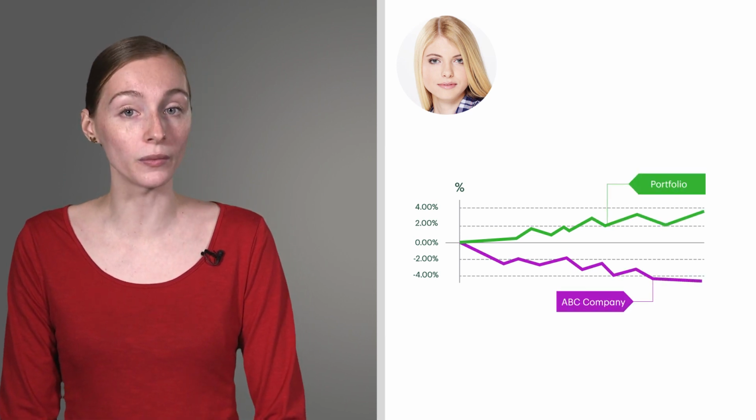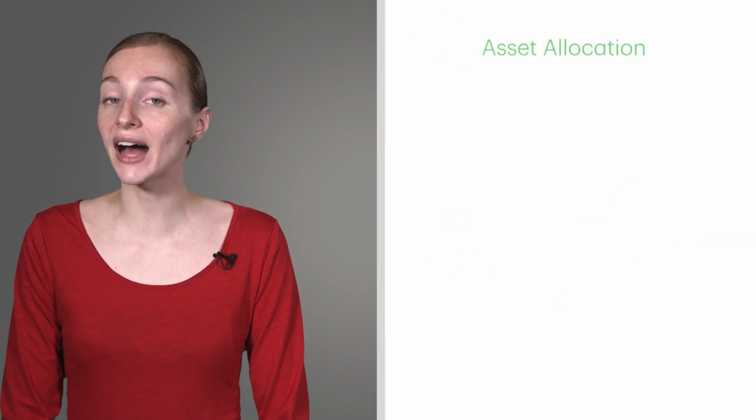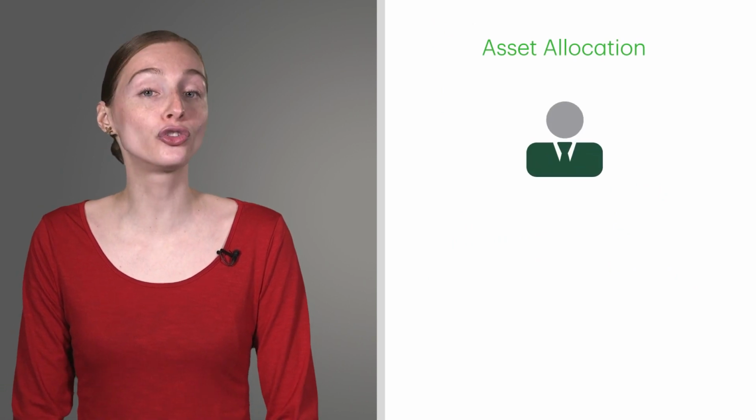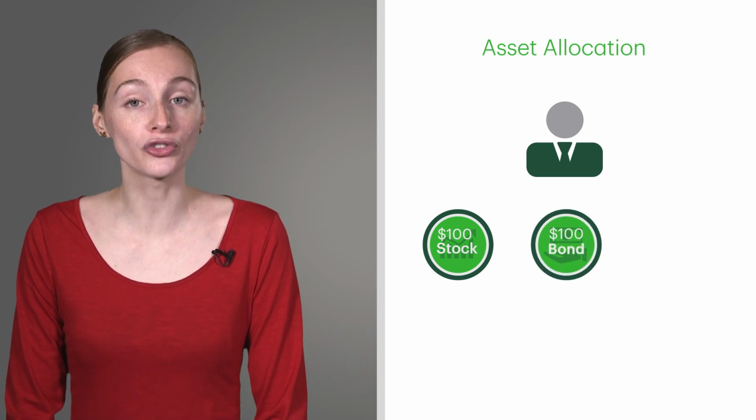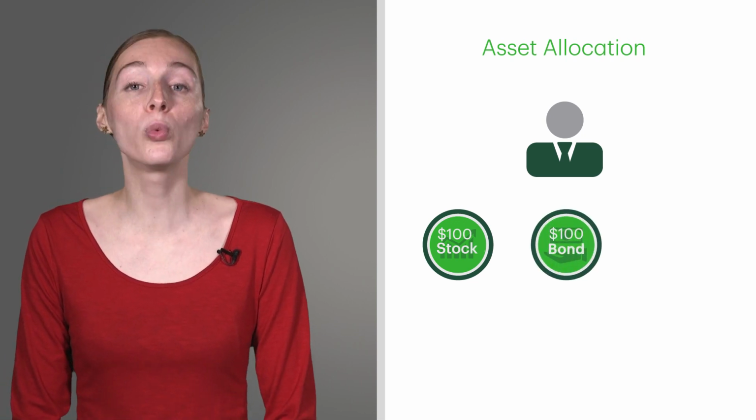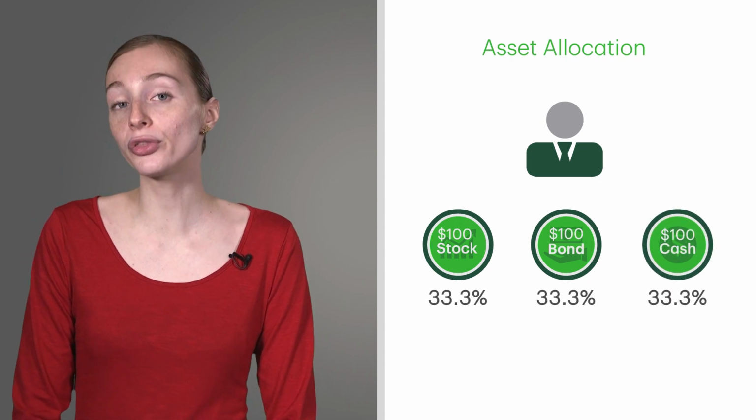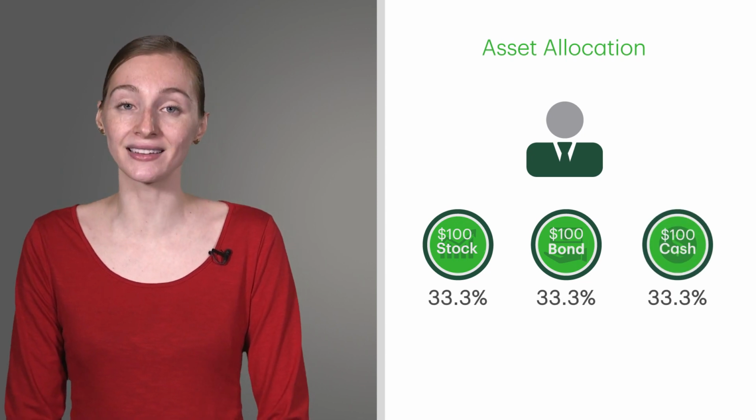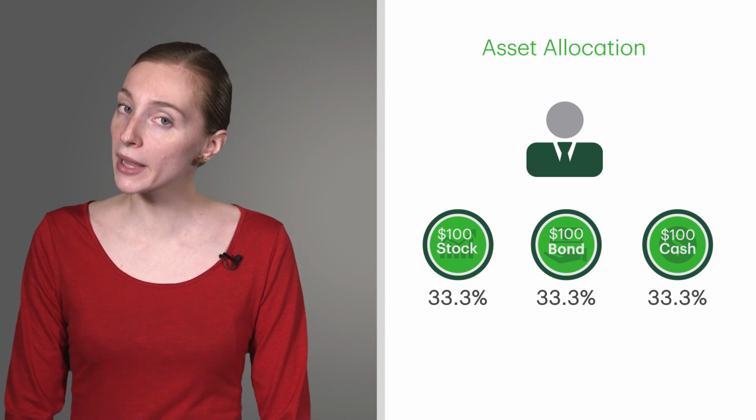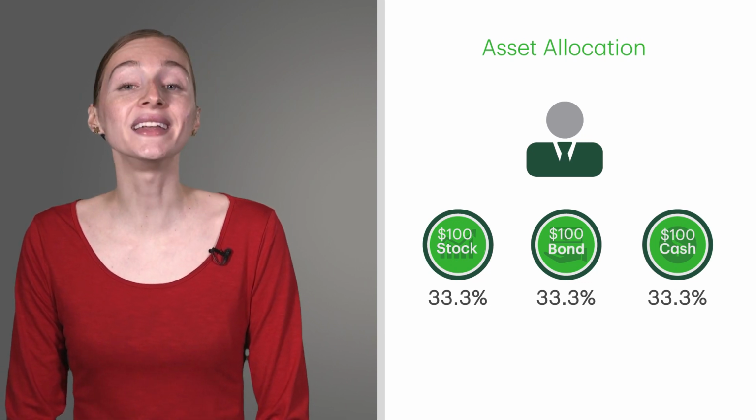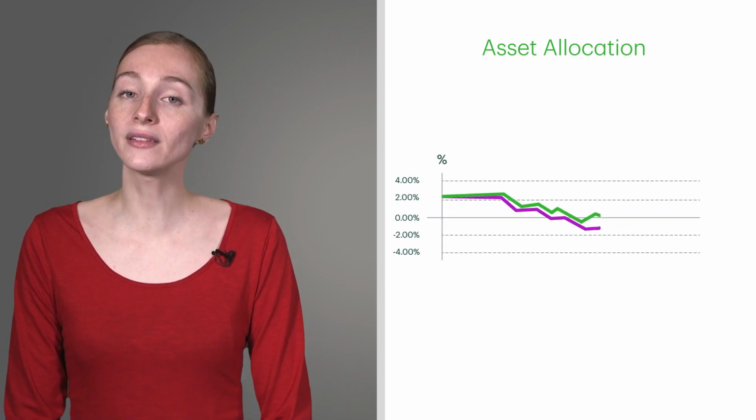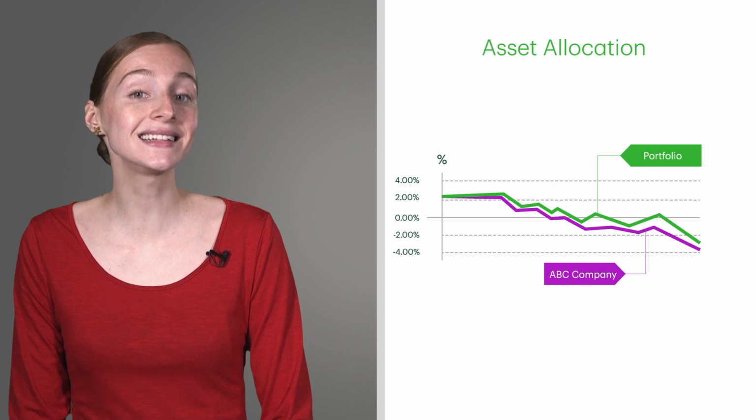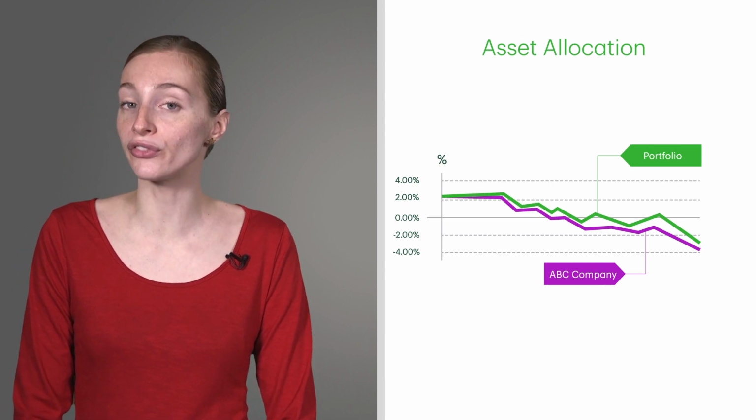Another example of asset allocation is if an investor chooses to invest $100 into one single stock, another $100 into a single bond, and leave $100 in cash with a 33.3% weighting in each asset class. However, there may be a problem with this setup. Within each asset class, there is significant risk. For example, if that one stock drops 50%, then 16% of the overall portfolio loses value. So, how can this be prevented?